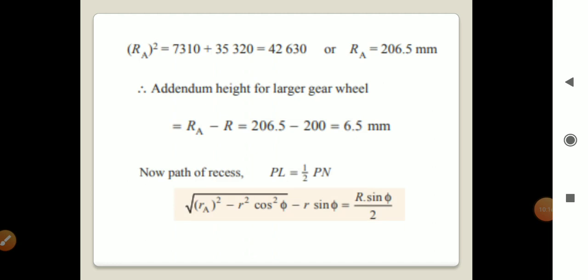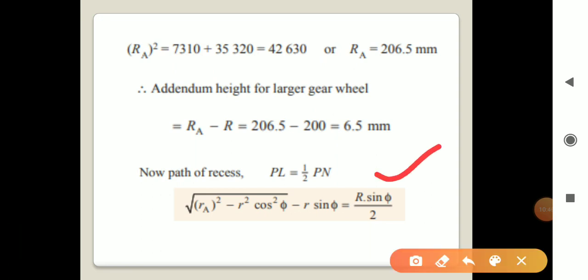Now the path of recess, that is PL is equal to half of Pn. We know the formula of the path of recess: PL is equal to the square root of small ra square minus small r square into cos square of phi, minus small r into sin of phi, is equal to capital R into sin of phi divided by 2. This is our formula.